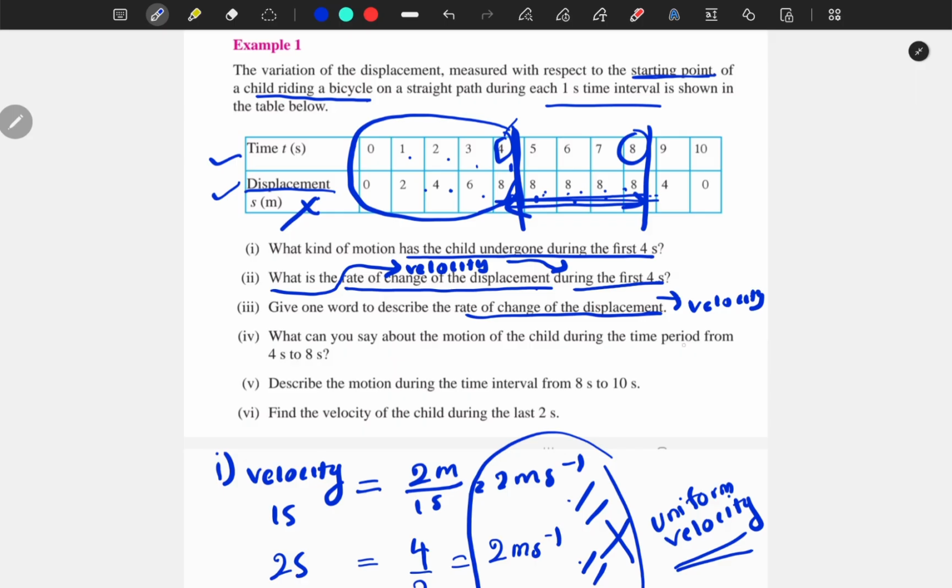What can you say about the motion? The child is at rest or something like that you can write. Okay. Describe the motion during the time interval from 8 second to 10 second. Me asking about this part, right? Describe the motion.